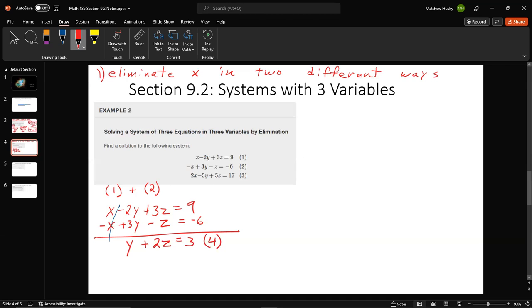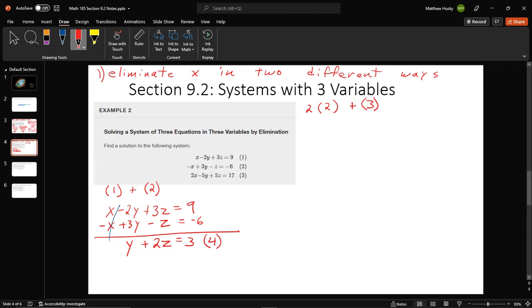Now I'm going to do that all over again. This time, why don't we do, let's see, if we did 2 times this middle equation, that'll give me a negative 2. That will pair off nicely with the positive 2 that's under it. So what I'm going to do is 2 times equation 2 and then add equation 3. That's what I'm going to do next.